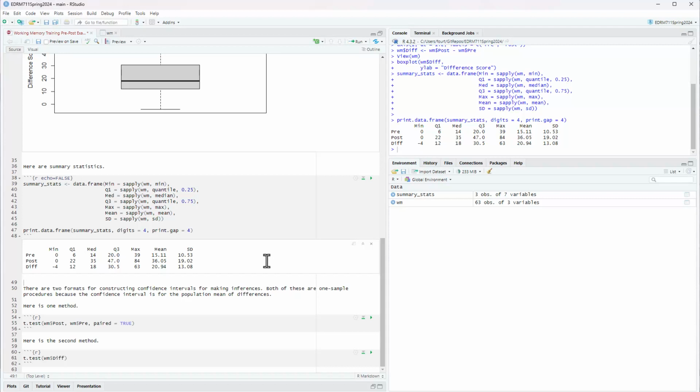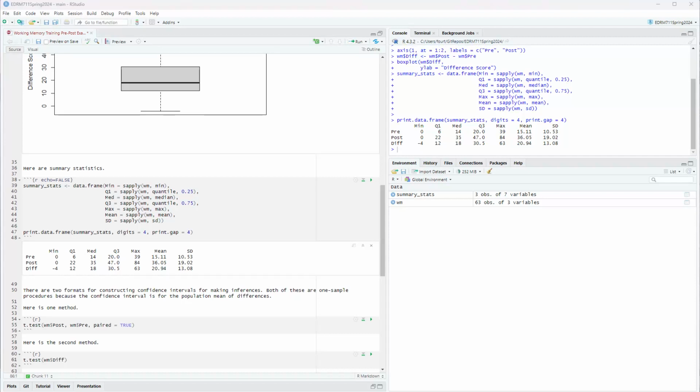If I want to do inference on this, there are two formats for constructing confidence intervals for making inferences. Both of these are one sample procedures because the confidence interval is for the population mean of the differences. So here is one method. We're taking the t-test and we're taking post and pre and putting both of those variables in as arguments. But when we do that, we have to indicate that these are correlated. That is, paired equals true. So we know that we're pairing every post-test score with every pre-test score.